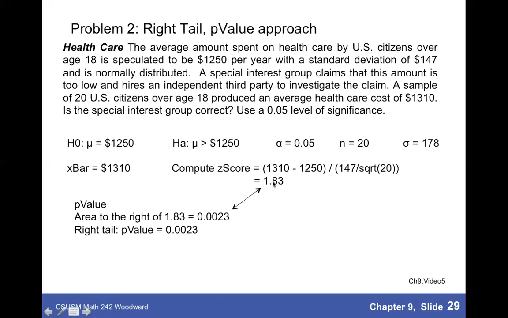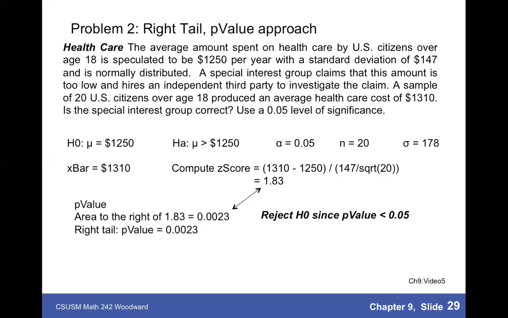So if you go look up 1.83, you should find probably 0.9977. And then the area to the right would be 1 minus 0.9977, which is 0.0023. So now my p-value is 0.0023. That's definitely less than the alpha, so I reject H naught.